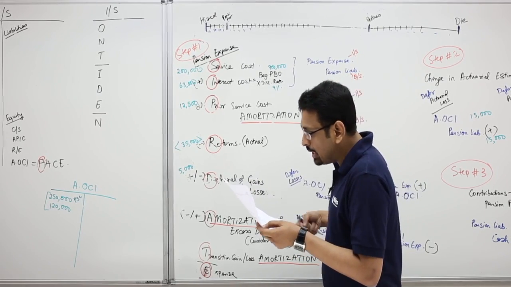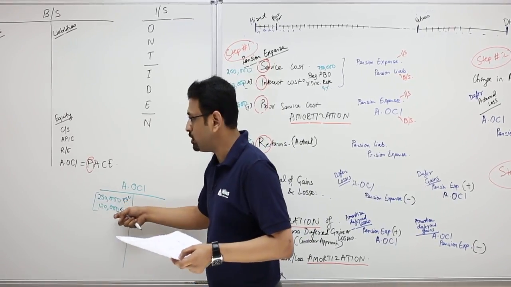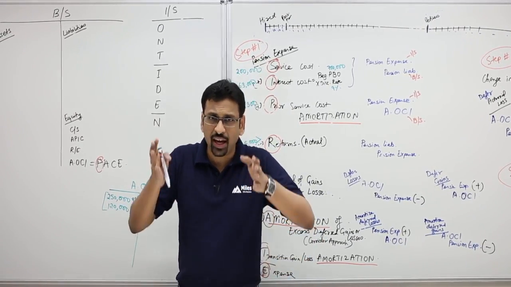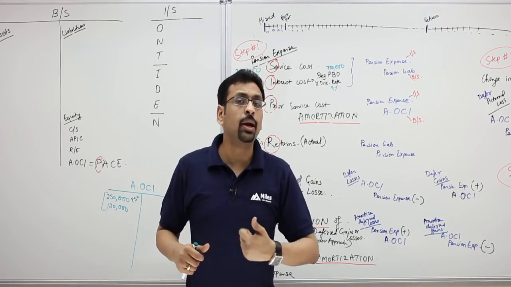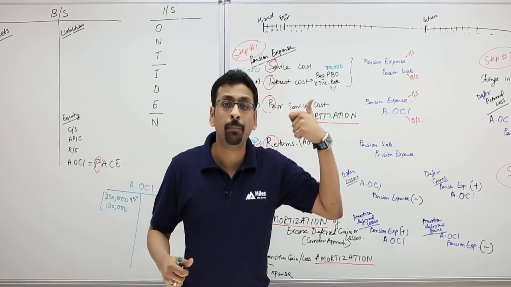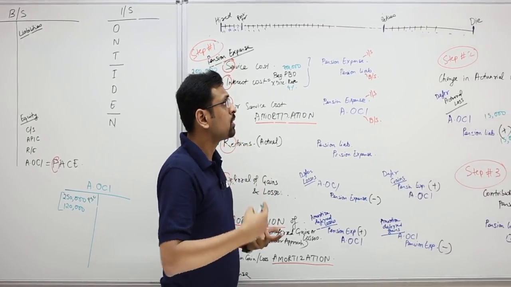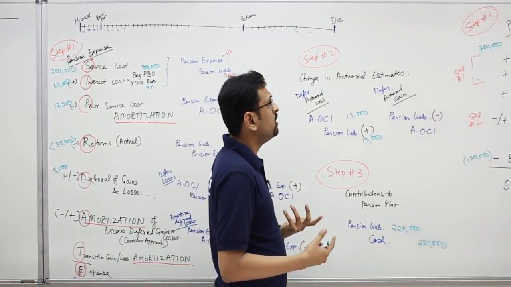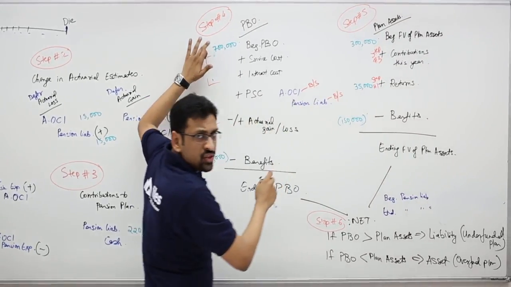Now the beginning deferred loss is $120,000. Now we need to check if this is more than the corridor limit. Now corridor limit is the higher of beginning PBO or the beginning fair value of plan assets into 10%. So let's get that. What's higher? 700 or 300? 700 is higher.